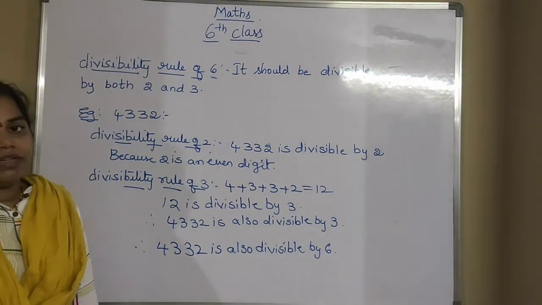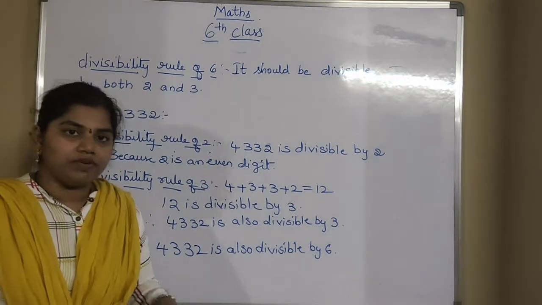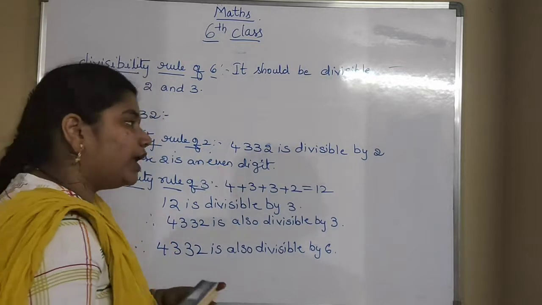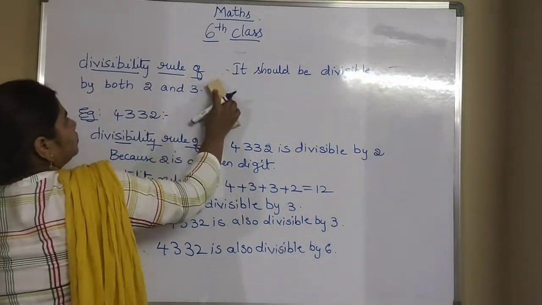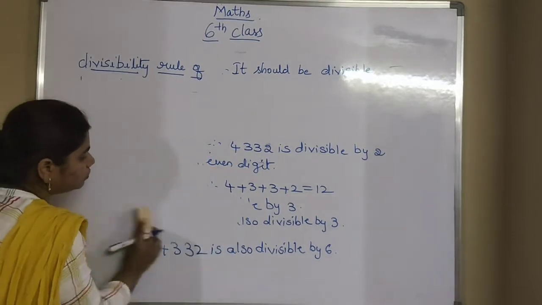Next, what is the number? Divisibility rule of 7. But for you, divisibility rule of 7 is not there. So we are going to 8 now. Divisibility rule of 8. So what is divisibility rule of 8? We will learn now.